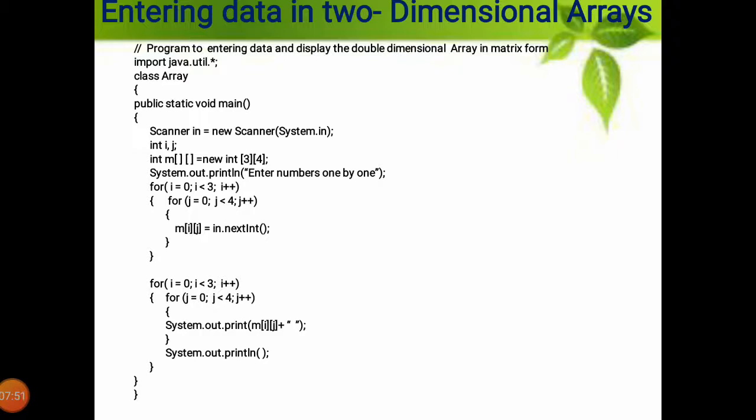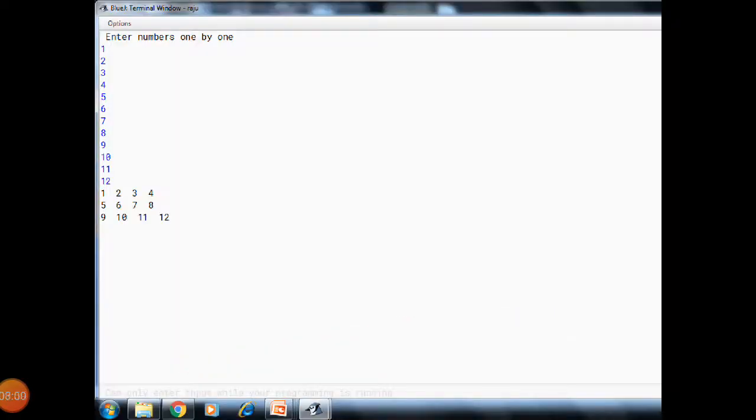In the same way, using two for loops, I have printed the double-dimensional array in matrix form with the help of this program. When we run this program, it asks for 4 into 3, that is 12 inputs. I have entered the inputs from 1 to 12, and finally I have printed the matrix: 1, 2, 3, 4, 5, 6, 7, 8, 9, 10, 11, 12. In this way, student, we enter the elements in a double-dimensional array using two for loops, and also print the array in matrix form using two loops.